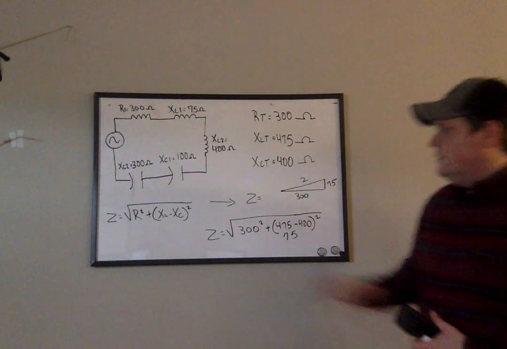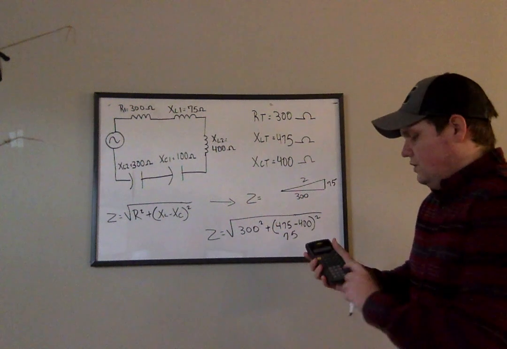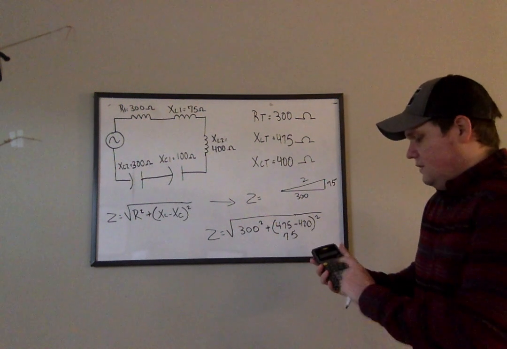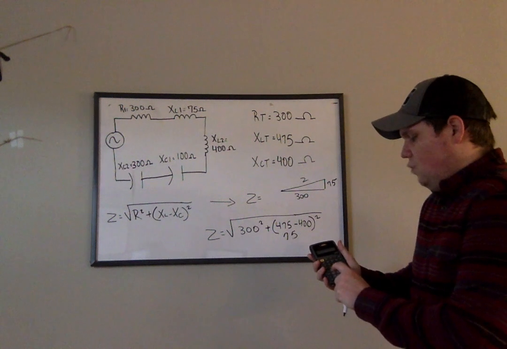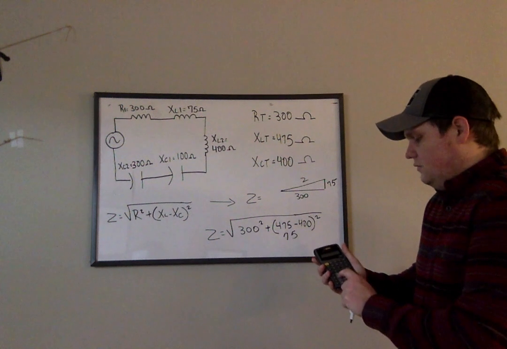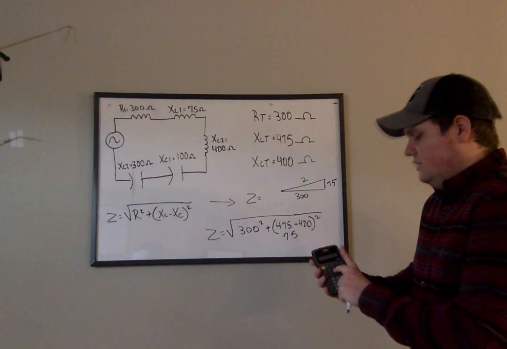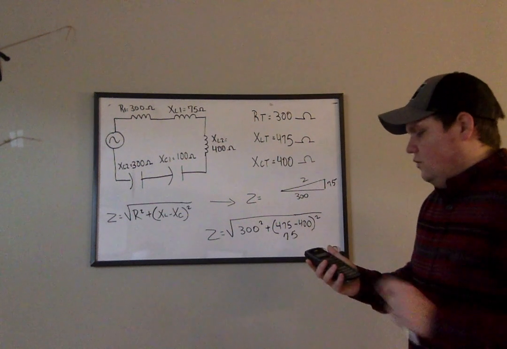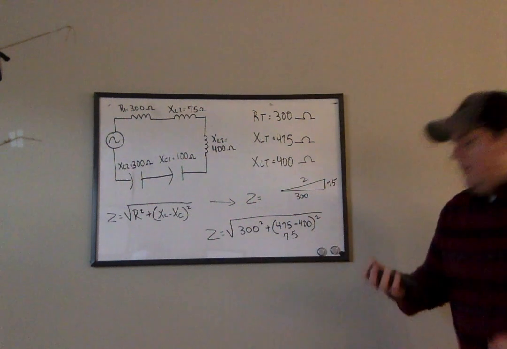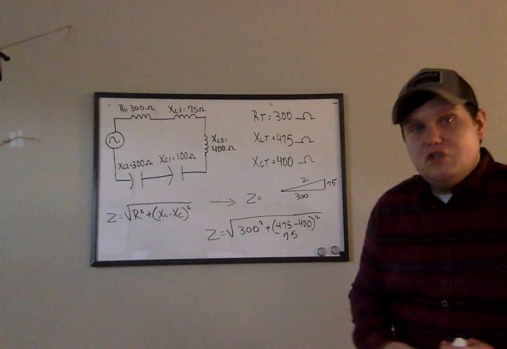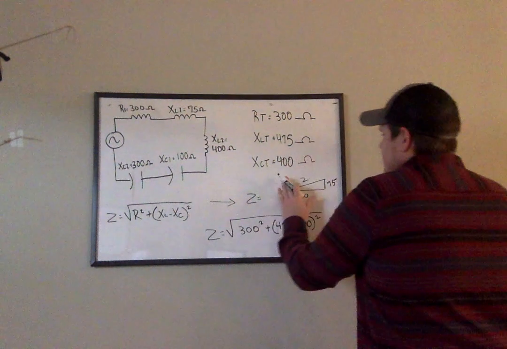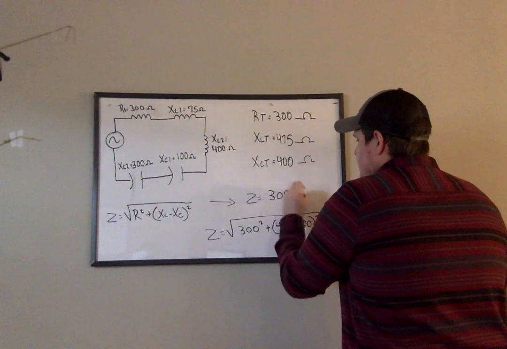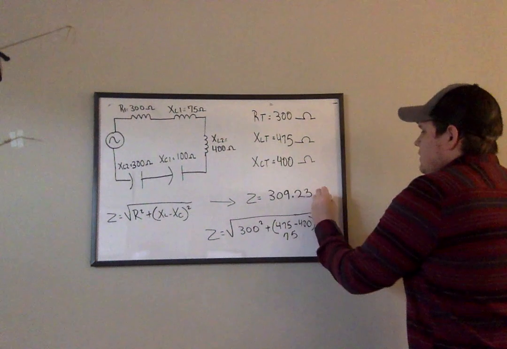So in the calculator, you're going to do 300 squared plus parentheses 475 minus 400, close parentheses, squared, hit your equals button, and then square root that. And you should have 309.23. So Z equals 309.23 ohms.